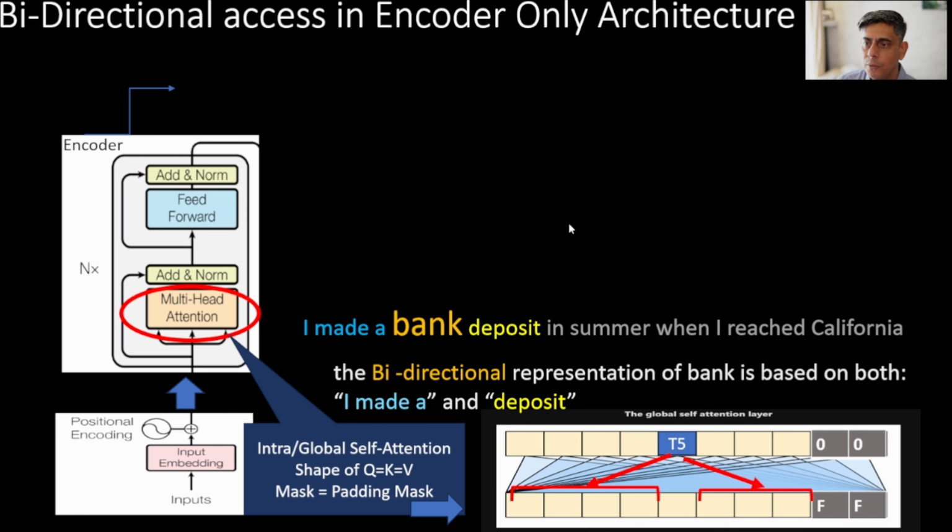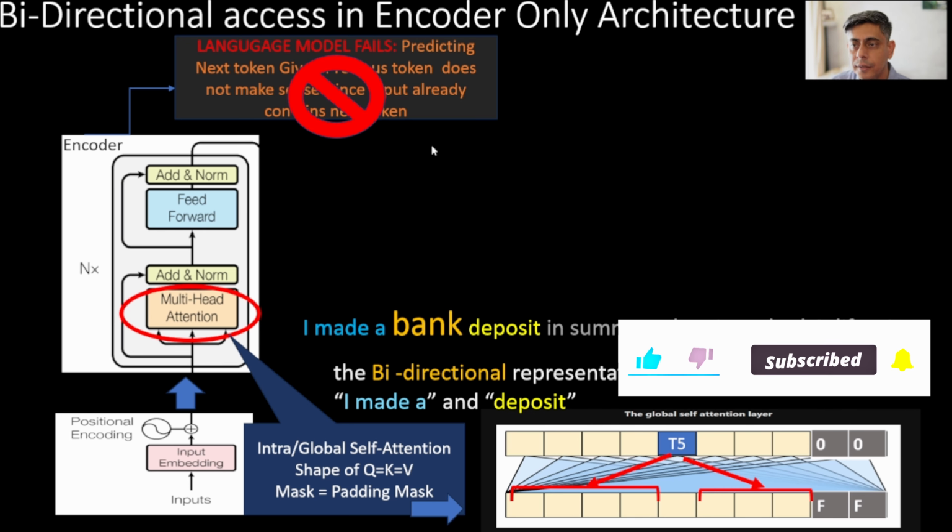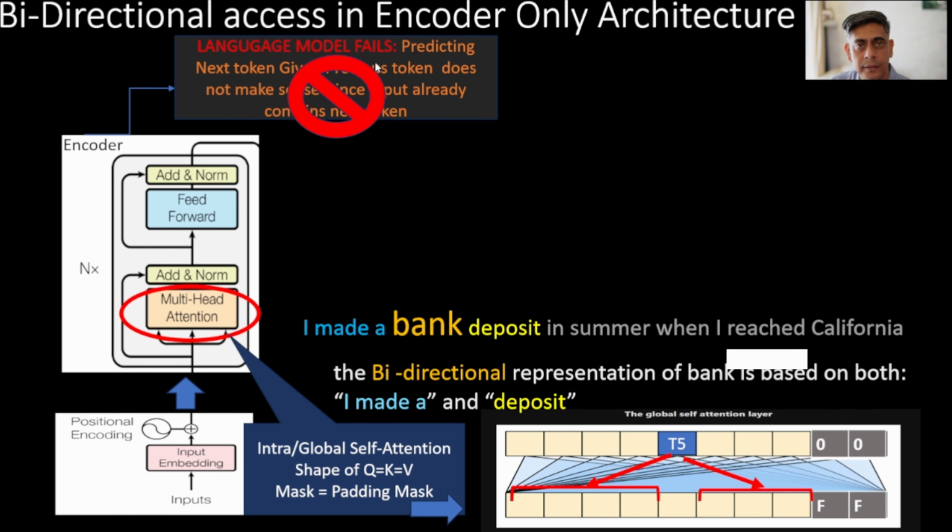Okay. Now let's see what is the problem if we have to do this. The problem is then what will the model predict? I have already given what is the next token as the input. So the model has no job to predict that. Therefore, the language modeling task actually fails if we give access to both, right?